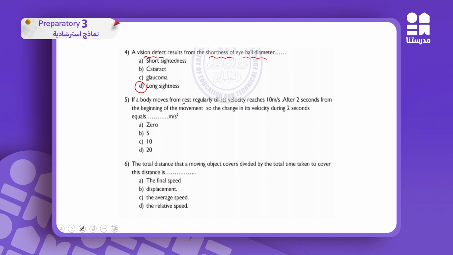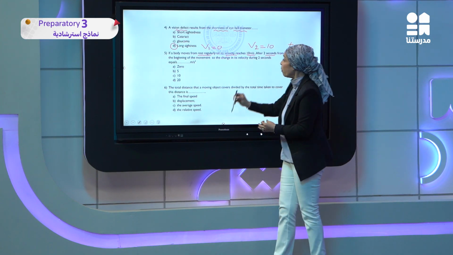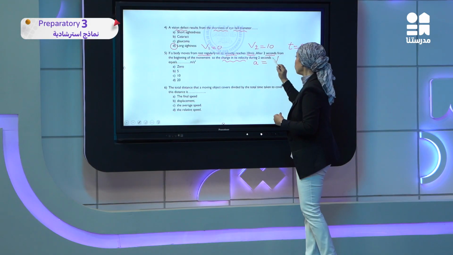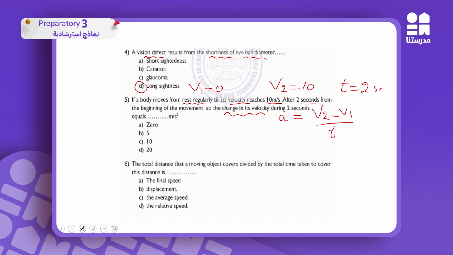If the body moves from rest, let's stop in this word and write V1 equal 0, as we did before. So its velocity reaches 10 meters per second. So here the V2 is 10. And I have a time here, 2 seconds, which is the time. Here he wants it from the beginning of the movement. So the change in the velocity, the meaning of the phrase change in the velocity is that he wants the acceleration. I know the rule of acceleration, acceleration equal V2 minus V1 divided by time. So I'm going to put the numbers, which is 10 minus 0 divided by 2. So the answer here is 5. And then I'm going to choose my answer is 5, of course, meter per second square. So I have to solve it, and then I'm going to choose my answer.